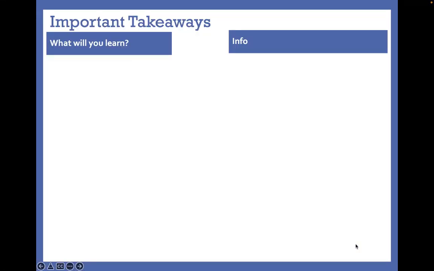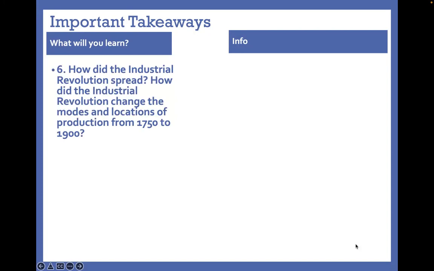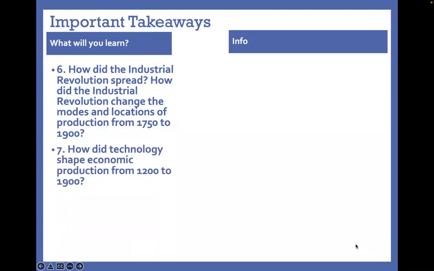So, when you look at this entire topic, important takeaways. We started this as how did the Industrial Revolution spread? How did the Industrial Revolution change the modes and the locations of production? And we also integrated how technology also contributed to this.